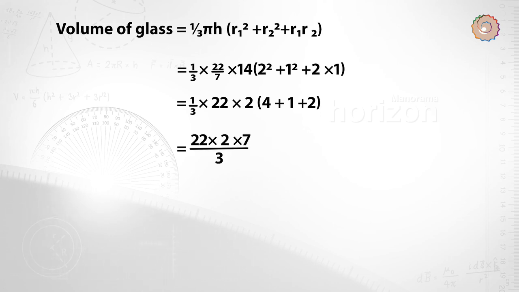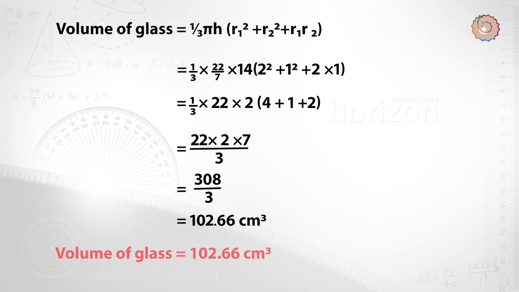Which is equal to 22 into 2 into 7 by 3, and on solving we get 308 by 3, which comes out to be 102.66 centimeter cube. Hence, the volume of the glass is computed and we get the answer as 102.66 centimeter cube.